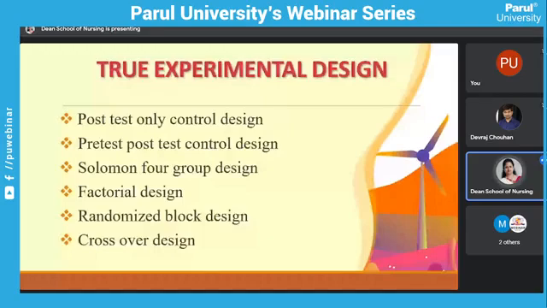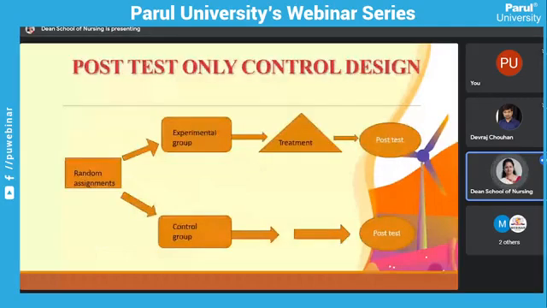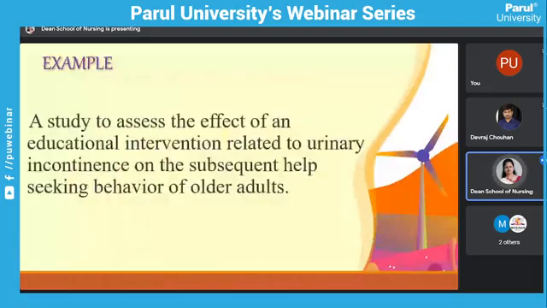In post-test only control design, we have random assignment. After selecting, we divide into two groups, experimental and control group. For the experimental group, we give treatment, then the post-test is done. For the control group, the post-test is done directly. This is post-test only control group. An example is a study to assess the effect of an educational intervention related to urinary incontinence on the subsequent help-seeking behavior of older adults.